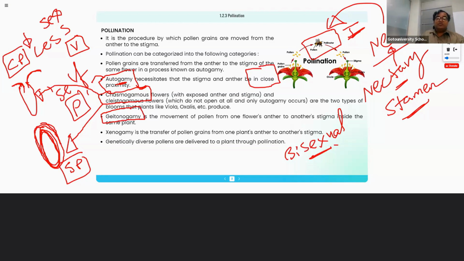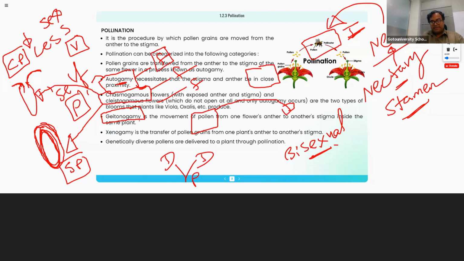Geitonogamy, the movement of pollen from one flower to the stigma of another flower, denotes geitonogamy. Here it is on the same plant. For example, hibiscus has so many flowers on it, right? If pollen is transferred between them, then we call it geitonogamy. So autogamy is happening in the same flower. Chasmogamy is happening in the same flower. Cleistogamy is happening in the same flower. In geitonogamy, it is two different flowers of the same plant.